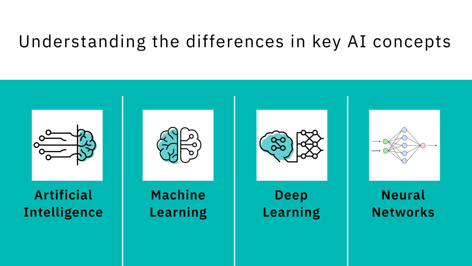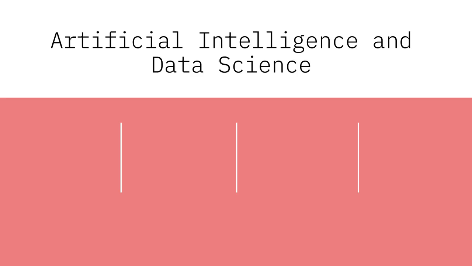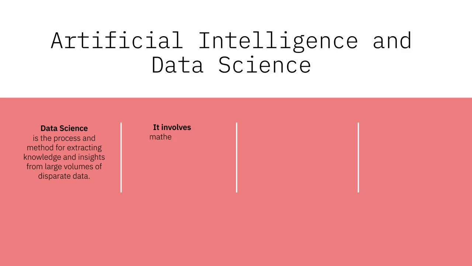Now that you have a broad understanding of the differences between some key AI concepts, there is one more differentiation that is important to understand: that between artificial intelligence and data science. Data science is the process and method for extracting knowledge and insights from large volumes of disparate data. It's an interdisciplinary field involving mathematics, statistical analysis, data visualization, machine learning, and more.